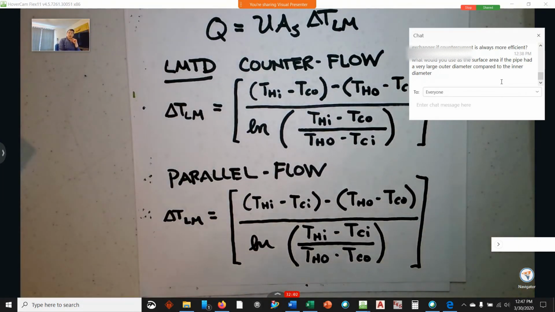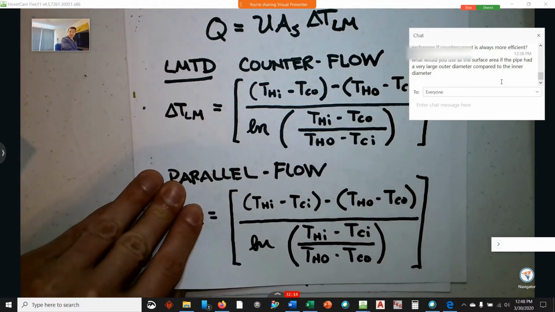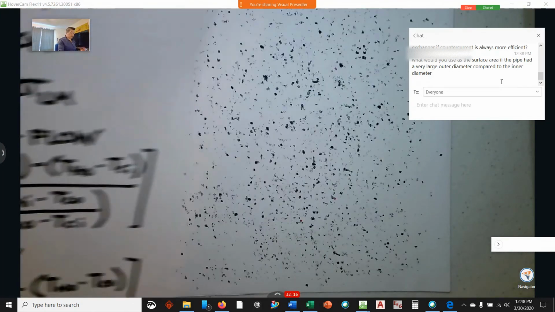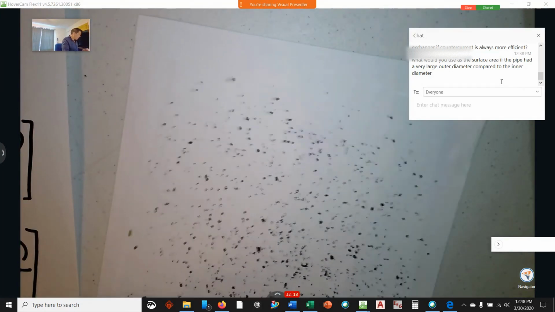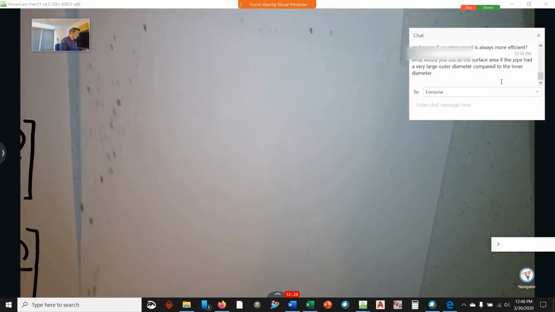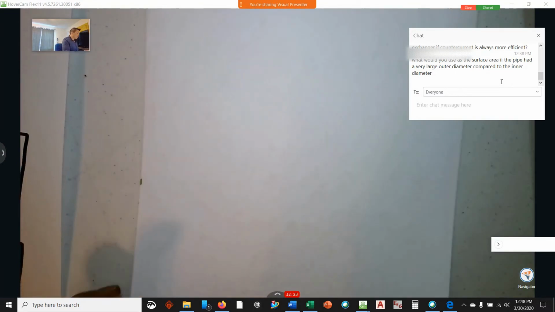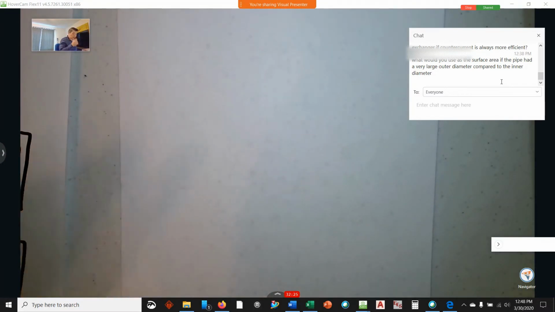All right, so you have the log mean temperature difference for the counter flow heat exchanger and the parallel flow heat exchanger. And let's do a real quick analysis. What happens when the hot temperature is the same? It doesn't change from hot in to hot out, as in the case where we had steam coming into that shell side.